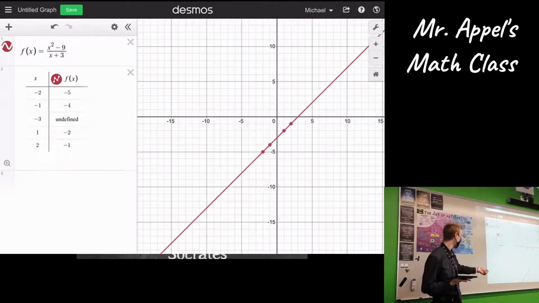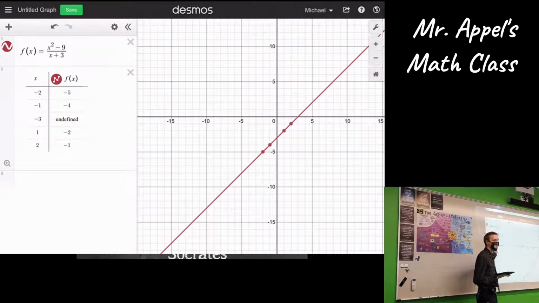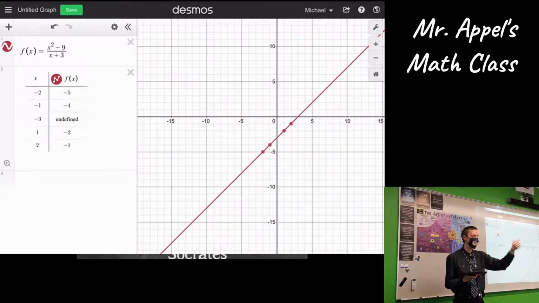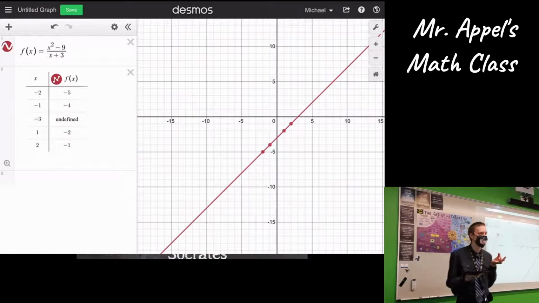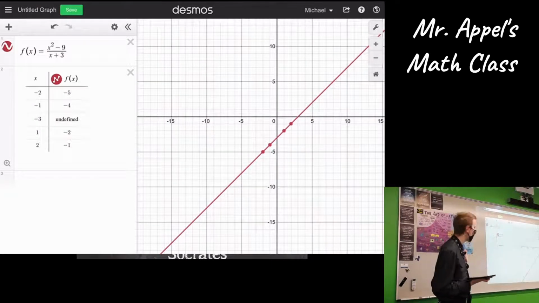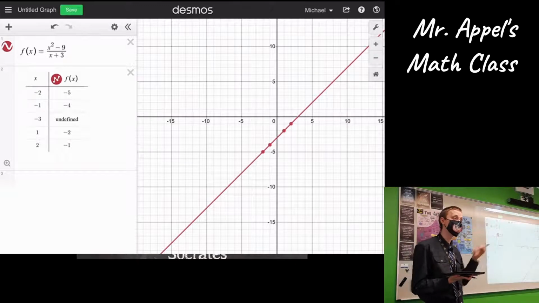So this is an instance where the table is really useful. The limit is clearly telling us, hey, there's something screwy going on. On the graph, it's undetectable, right? It's such a small discontinuity, we can't see it. In fact, we would find out that it's going to be a removable discontinuity. There's a hole in the graph at -3.